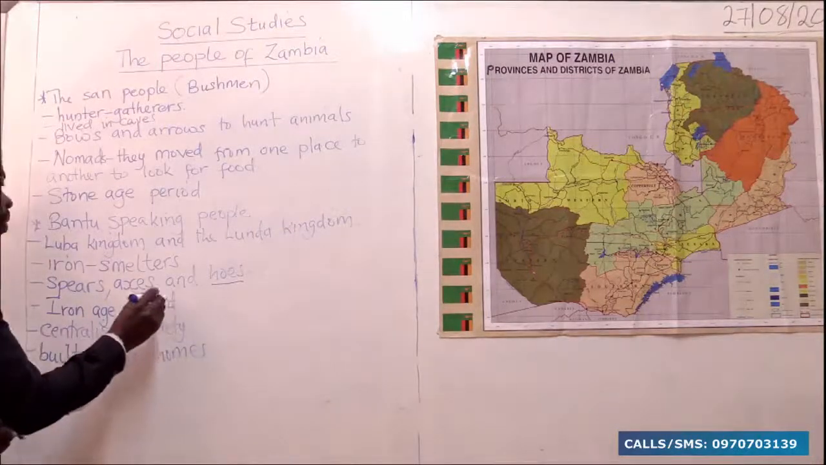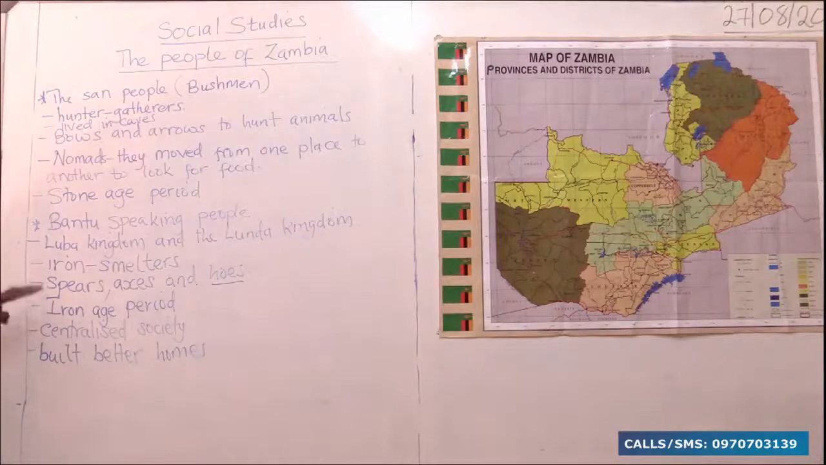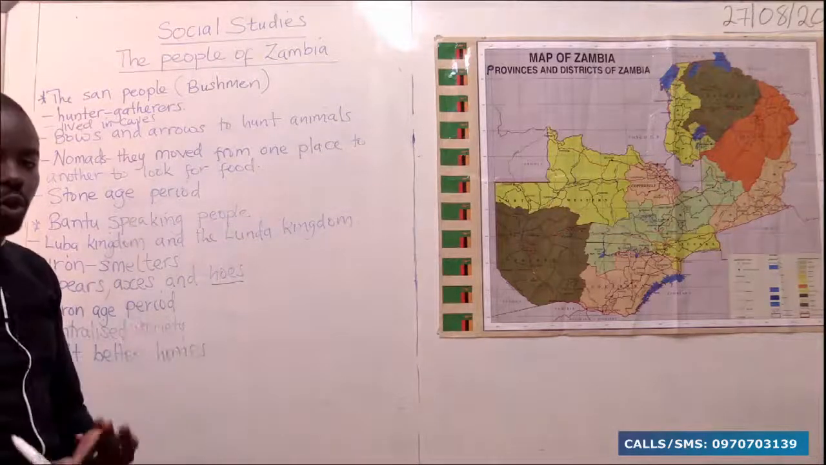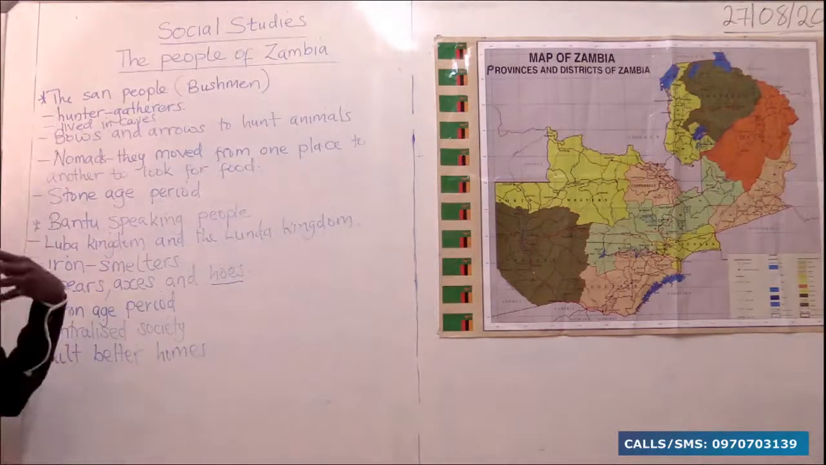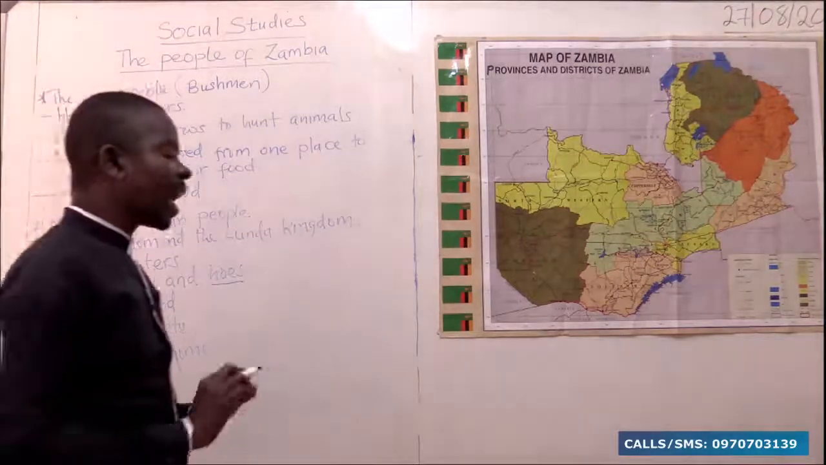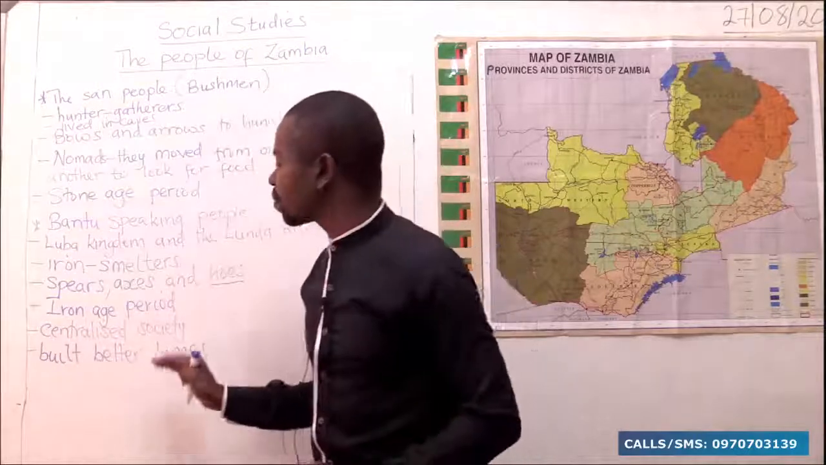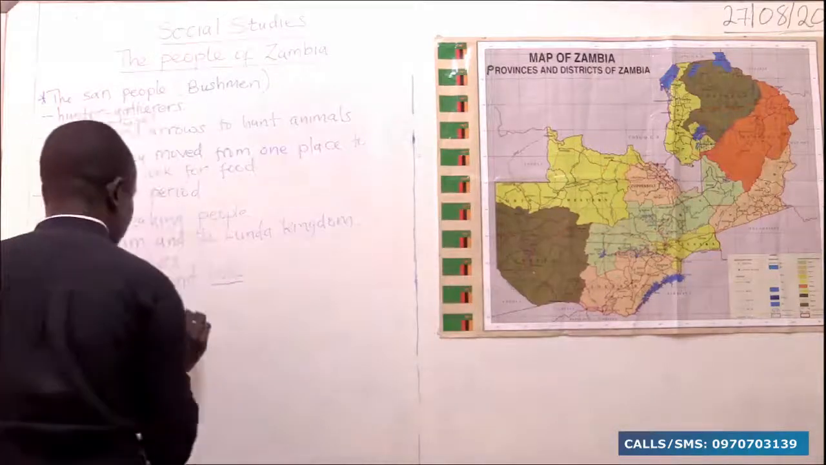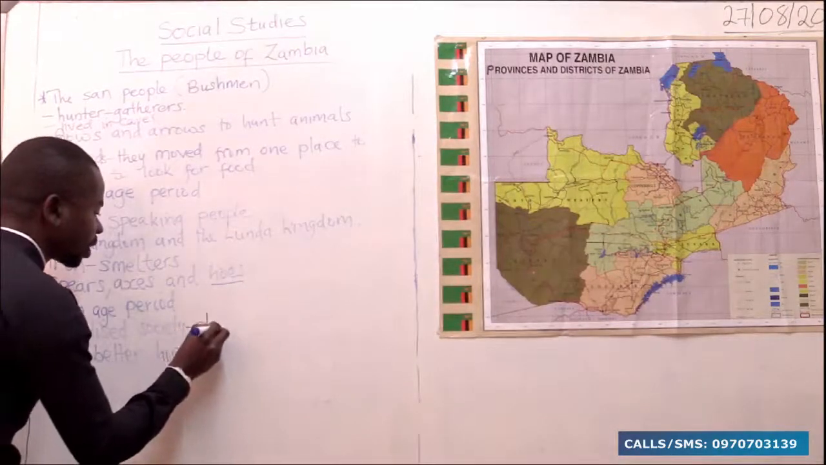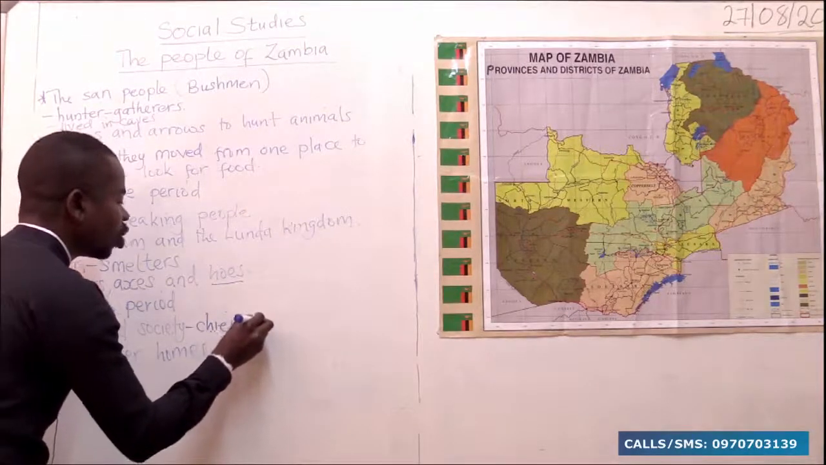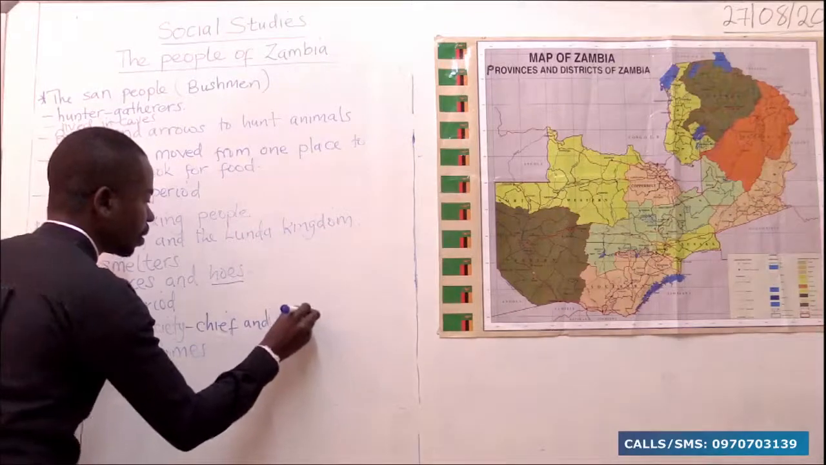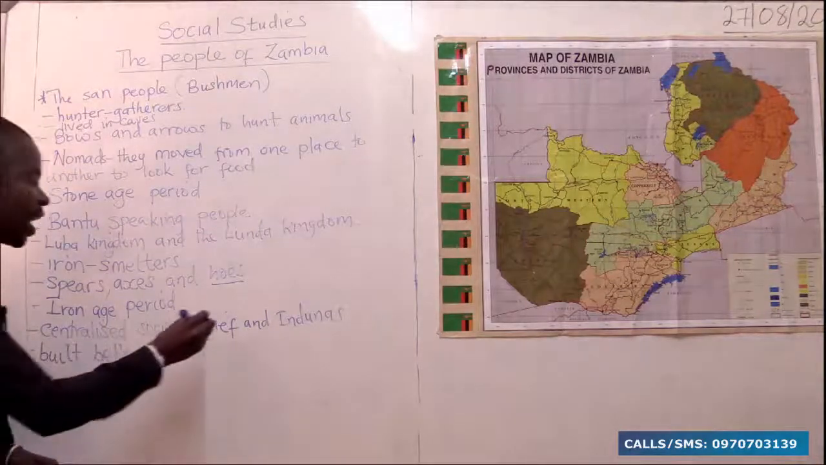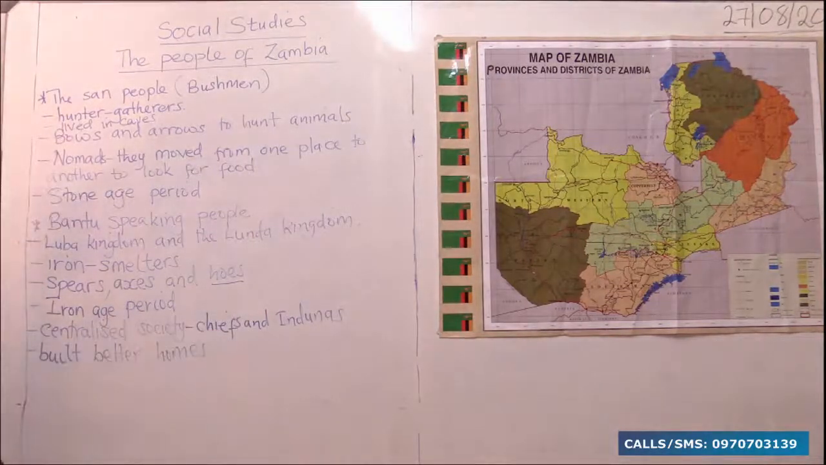What does it mean when we say they lived in the Iron Age period? It means that they used iron to make the tools that we have just been talking about. And then we have also said that the Bantu-speaking people had a centralized society, meaning that they had chiefs and indunas who used to rule them.